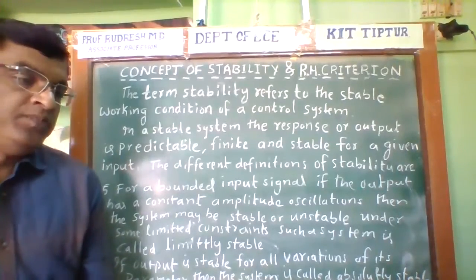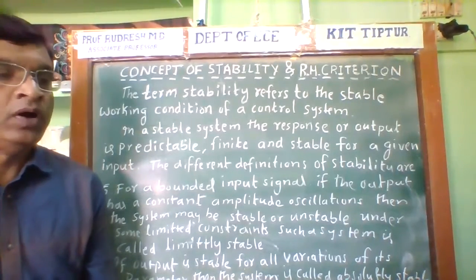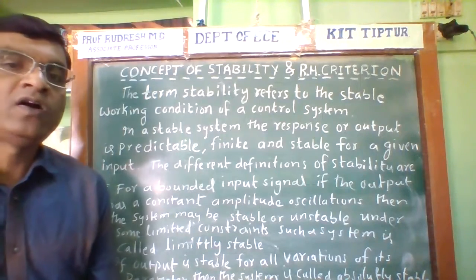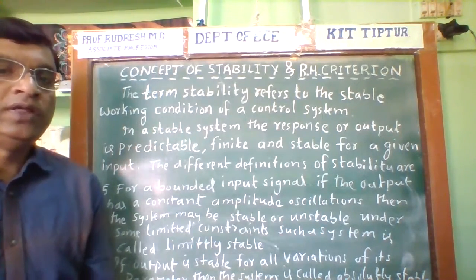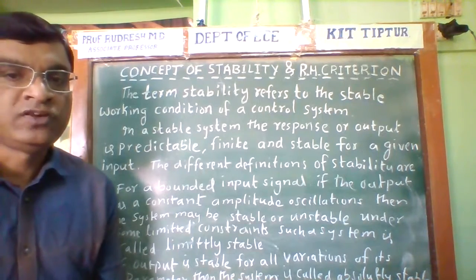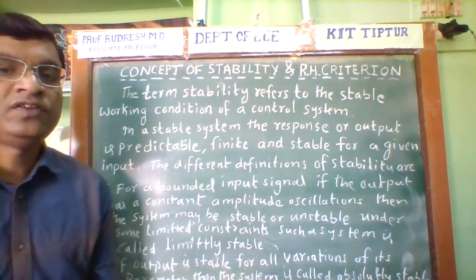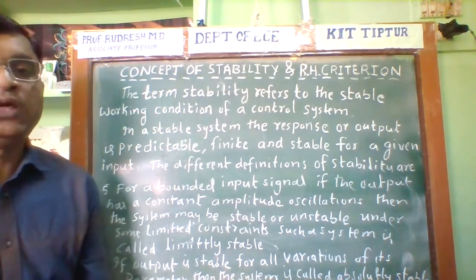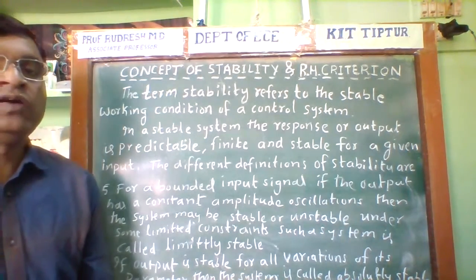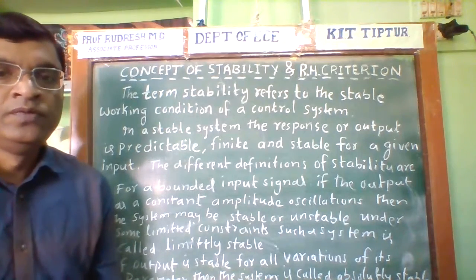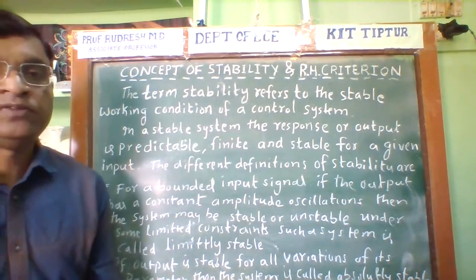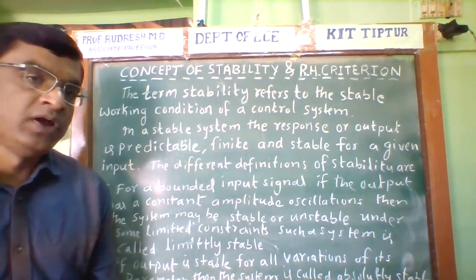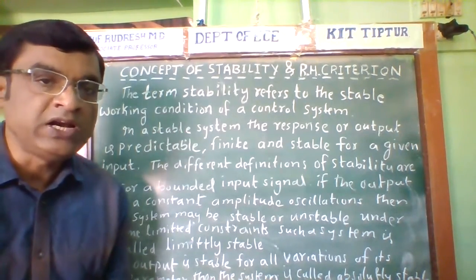Another definition of stability: for a bounded input signal, if the output has a constant amplitude oscillation, then the system may be stable or unstable under some limited constraints. Such systems are called limitedly stable systems.